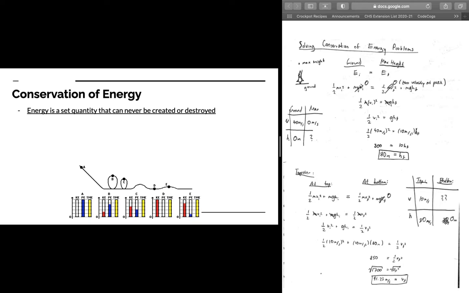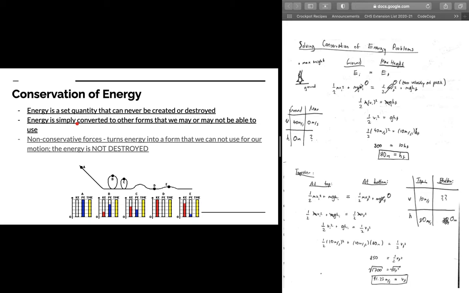The same thing is happening with energy: energy can't be created or destroyed. It can only be transformed from one form to another or transferred from one place to another, okay? So energy is simply converted to other forms that we may or may not be able to use, okay? And when energy is converted to a form we can't use, what we say is that there's a non-conservative force that's doing work on our system. This non-conservative force does work that turns energy into a form that we cannot use for our motion. The big thing to note is that the energy is not destroyed, okay?